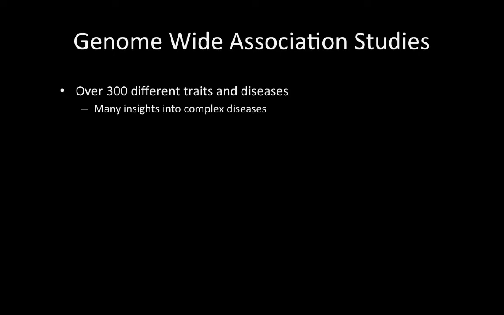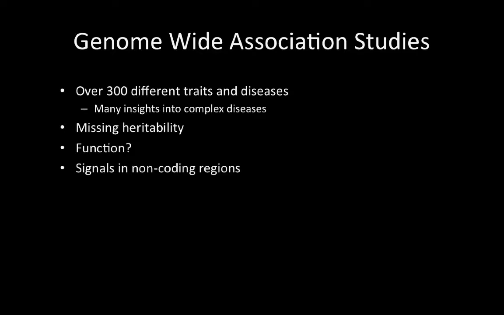GWAS have been applied to over 300 different traits and diseases and have provided many insights into the field of complex disease genetics. However, GWAS has failed in many regards to explain heritability and to assign functional impact to risk variants. One of the primary reasons for this discord is the fact that most signals fall within non-coding regions of the genome, and determining which genes these regions impact is difficult.